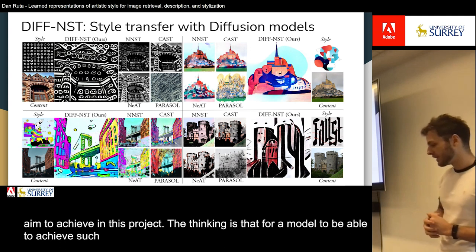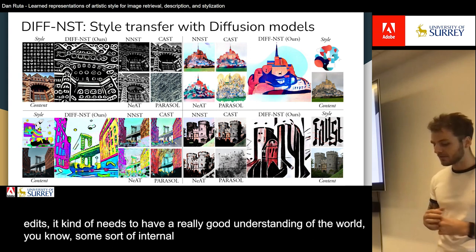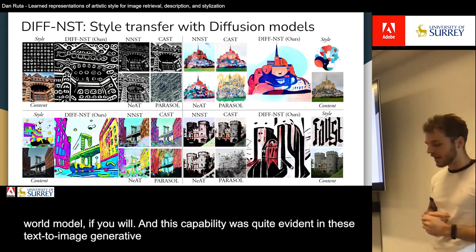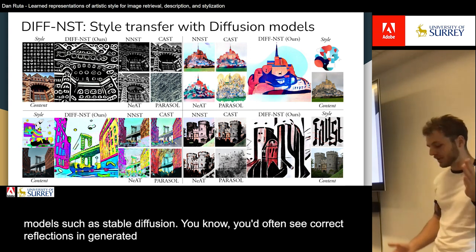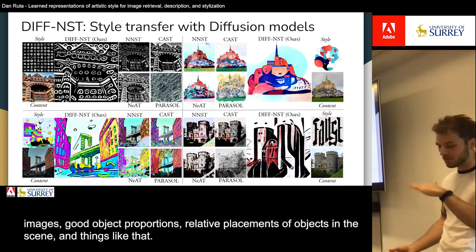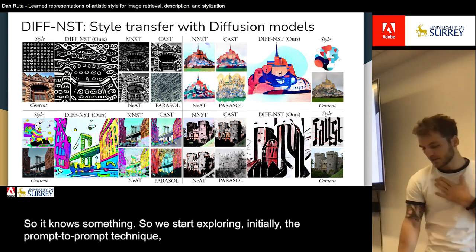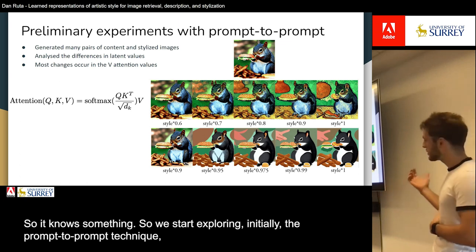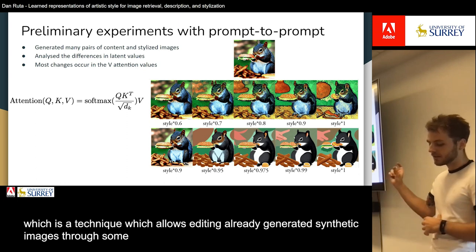Now, the thinking is that for a model to be able to achieve such edits, it needs to have a really good understanding of the world, some sort of internal world model, if you will. And this capability was quite evident in text-to-image generative models such as Stable Diffusion. You'd often see correct reflections in generated images, good object proportions, relative placements of objects in the scene, and things like that. So it knows something.